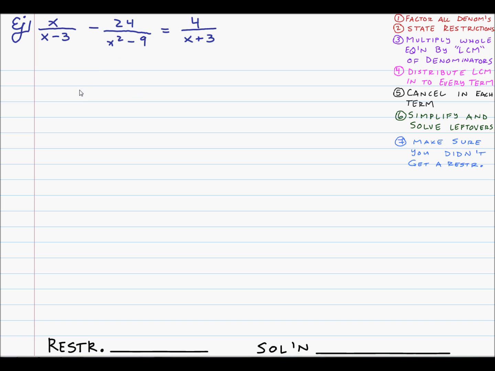So what I'm going to do is rewrite the problem one step down so that I can have everything factored before I start thinking about restrictions. So the first guy, x over x minus 3, denominator is already factored, nothing to worry about. The second guy, this minus 24 over x squared minus 9, well, x squared minus 9 factors. We know what that factors to. What is it? Yeah, there we go. That's exactly right. X plus 3, x minus 3.